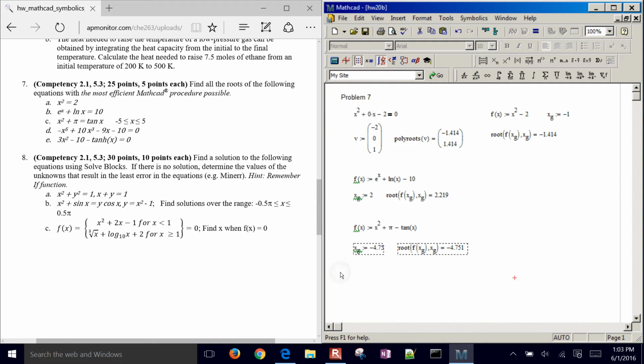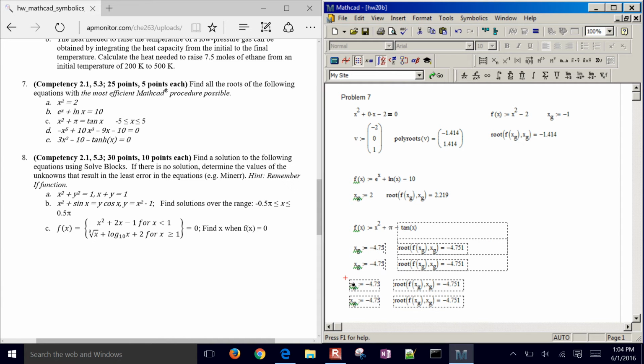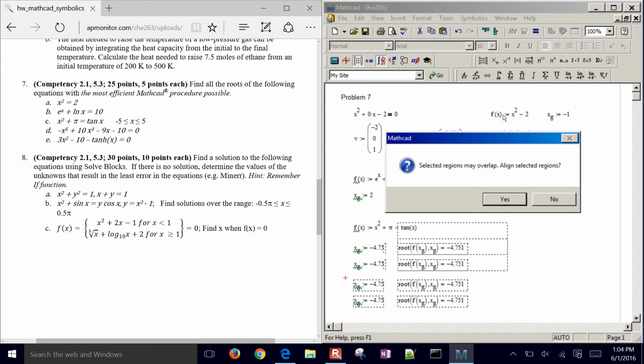Let me create a couple copies of this. There's the green there that says I've redefined this, and that's okay. I'm just reusing those variable names. I just have a hard time aligning these up. If you do, you can always use the align function right there. I'll just click no.